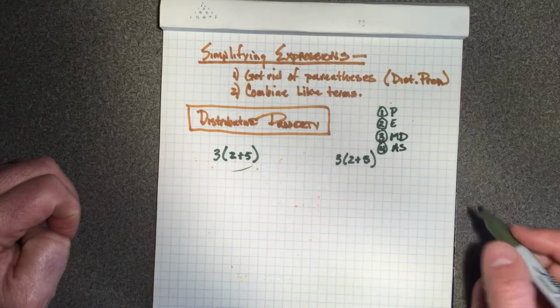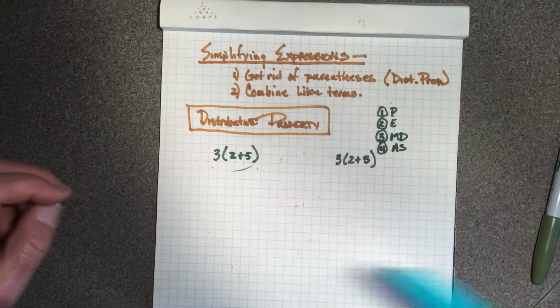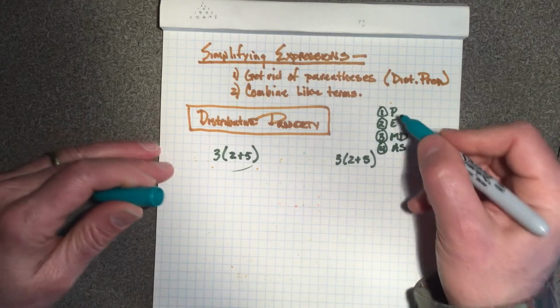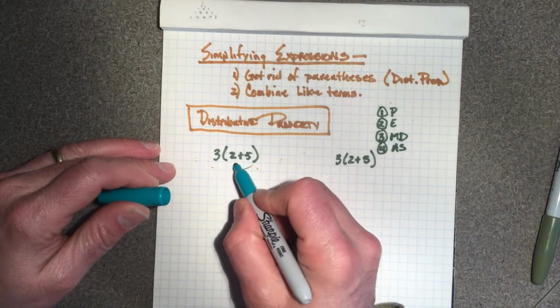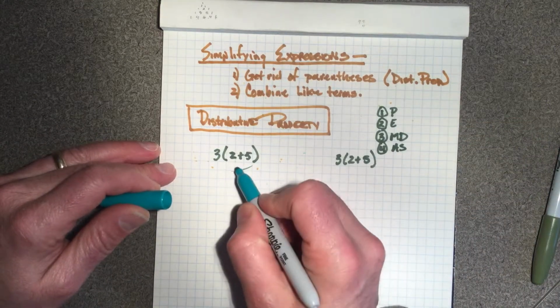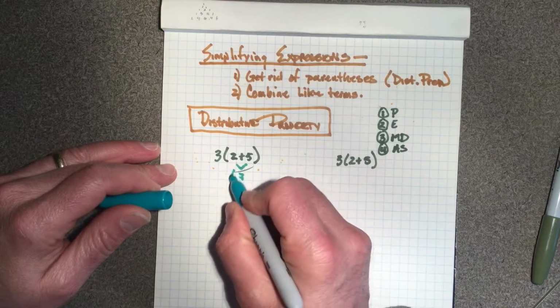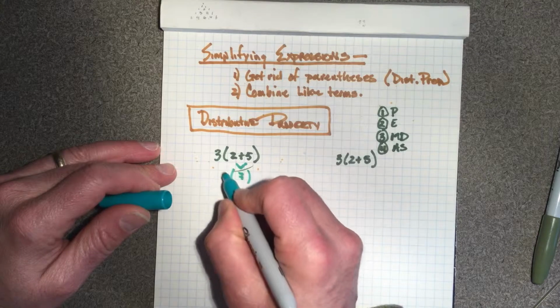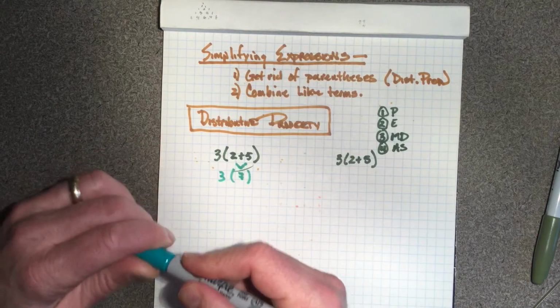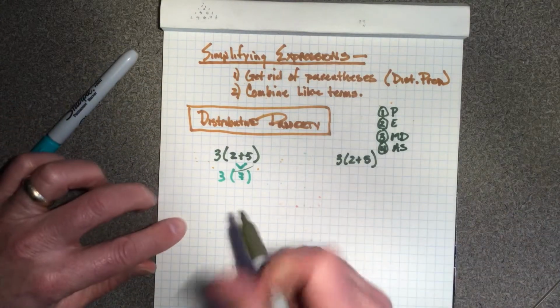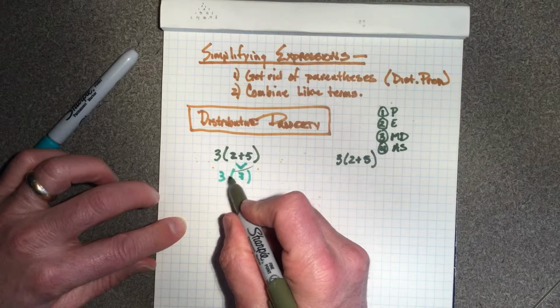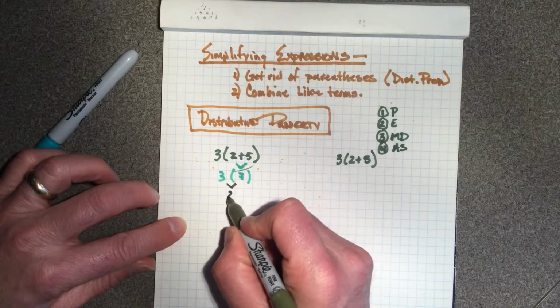So there's two ways we can do this problem. We can follow order of operations and do the parentheses first. That means work inside the parentheses. So I can add those two things together and get 7. I'm just going to bring my parentheses down and the 3 down, and that means we're going to multiply these together. So this is 3 times 7. 3 times 7 gives me 21.